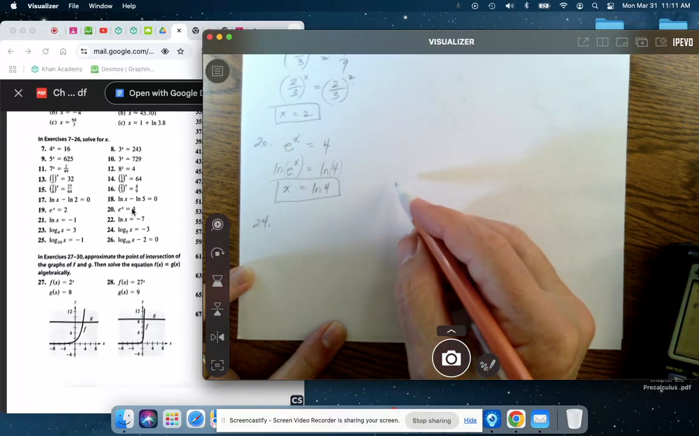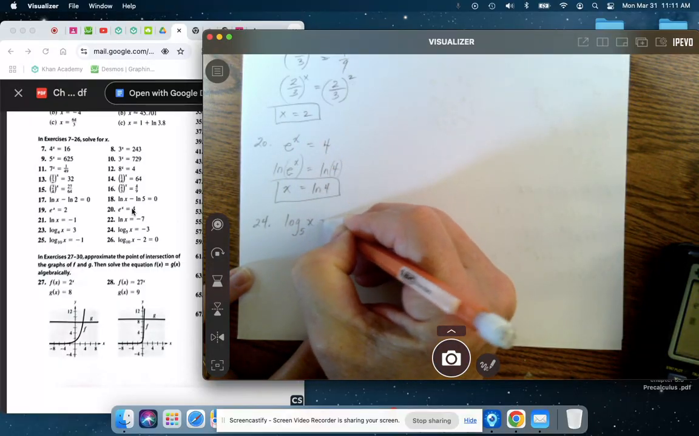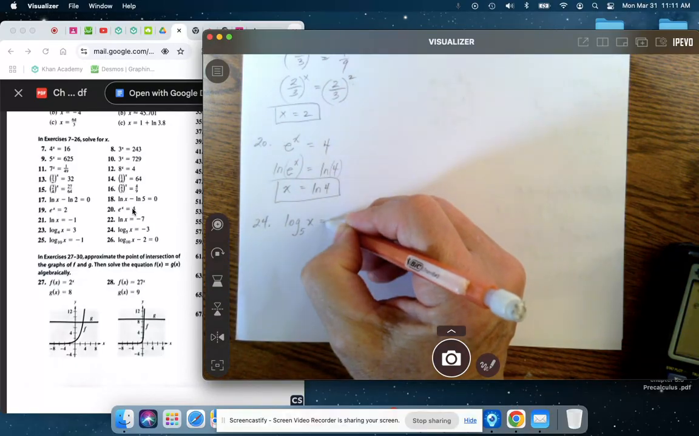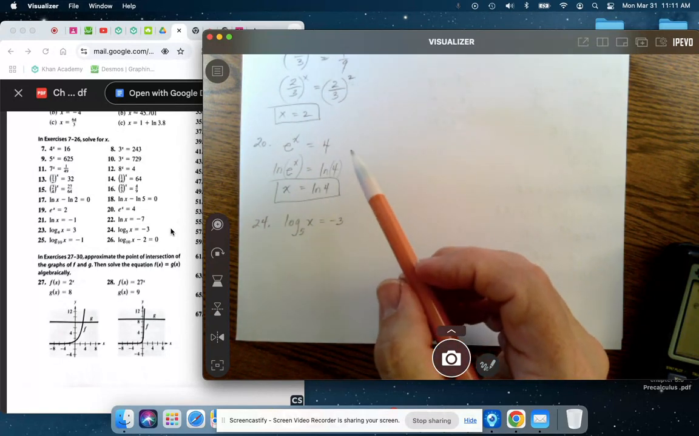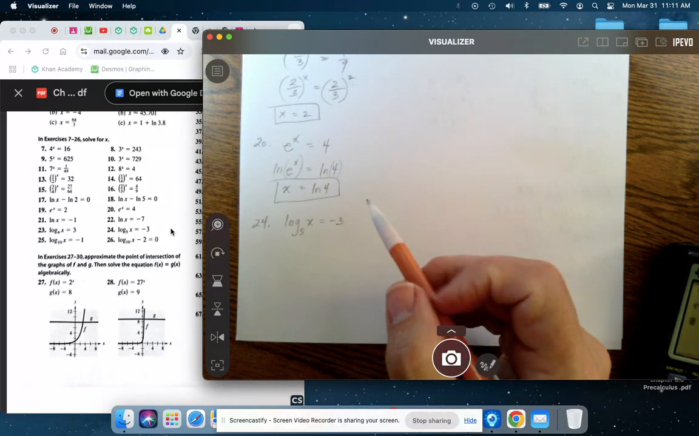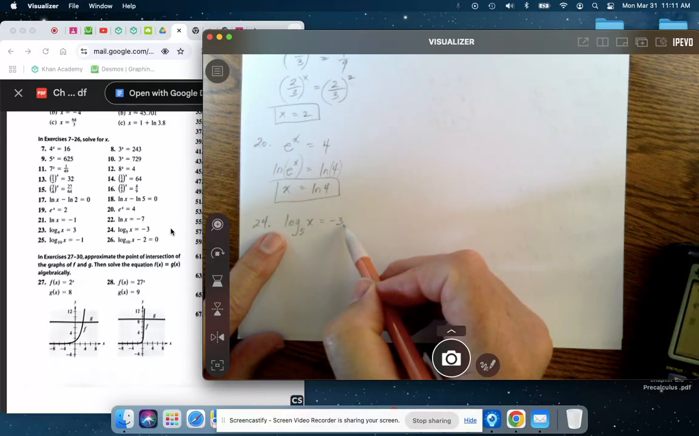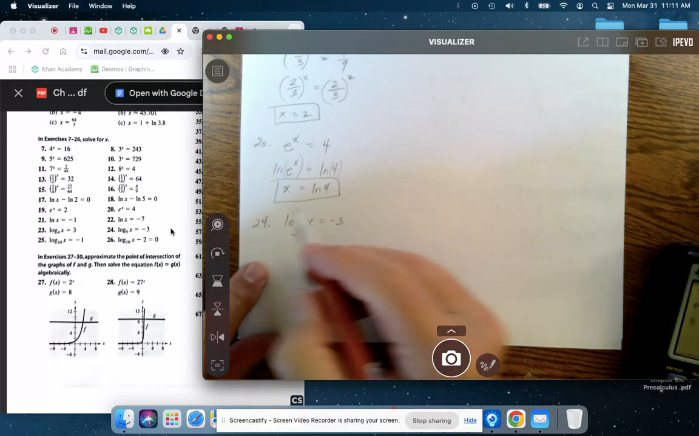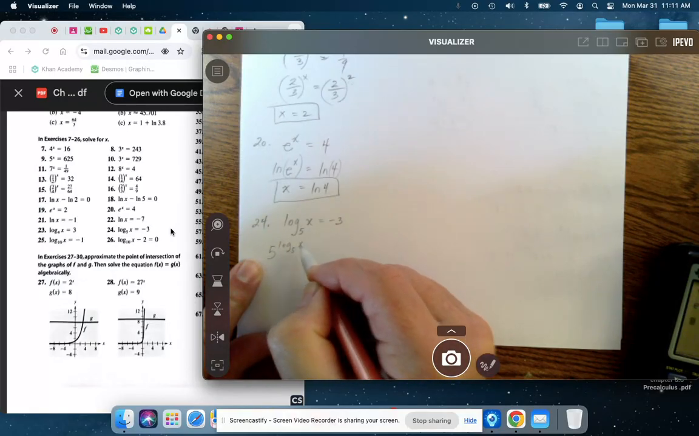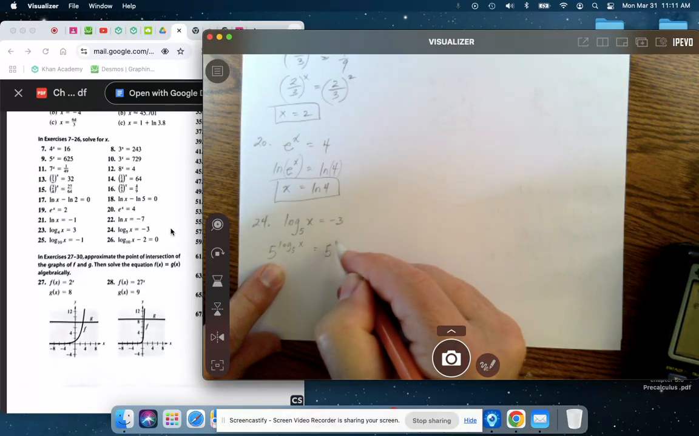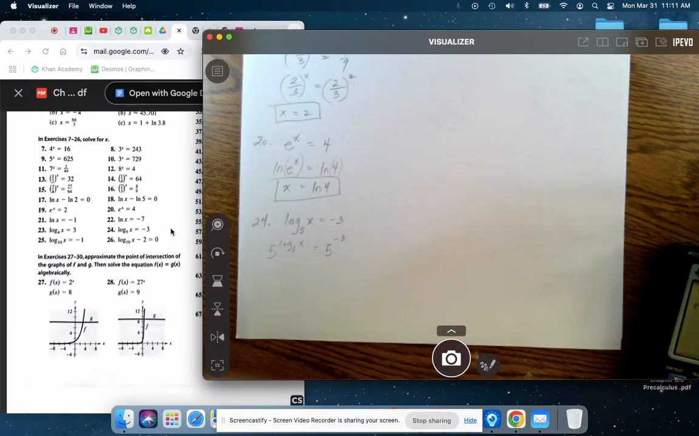So in 24, we've got log base 5 of x equals -3. So here I'm going to do something similar. I'm going to make both of these powers. These are going to become exponents on base 5. So I'm going to do 5 to the log base 5 of x equals 5 to the -3. So all I did was these became powers on both sides. And this is true, right?